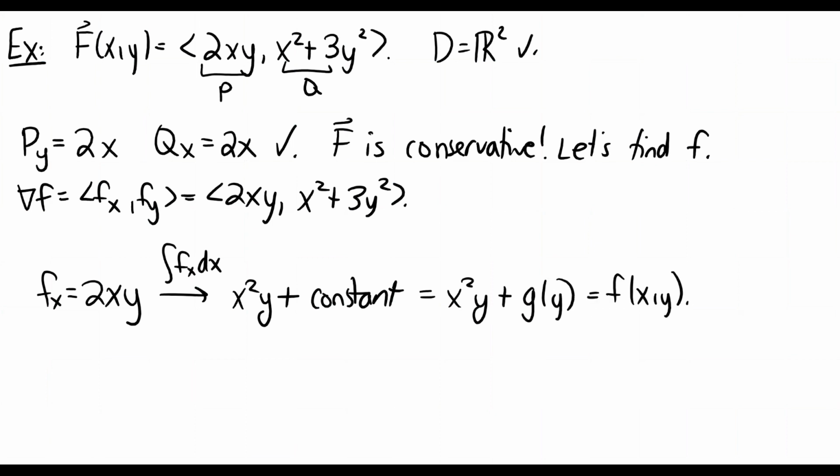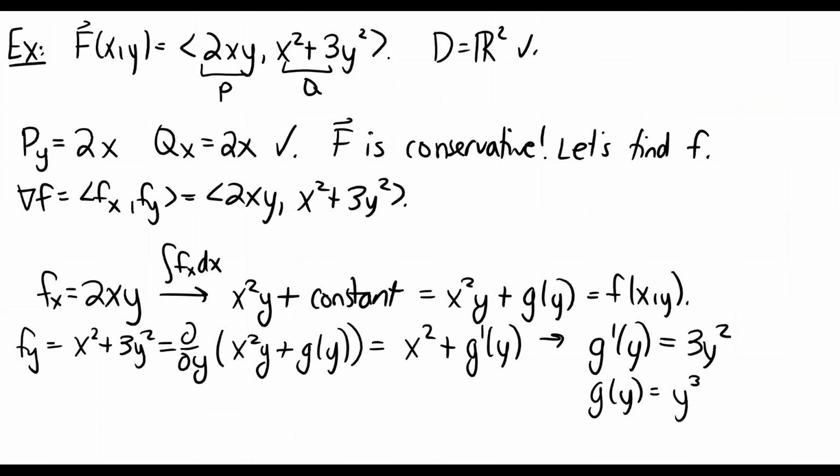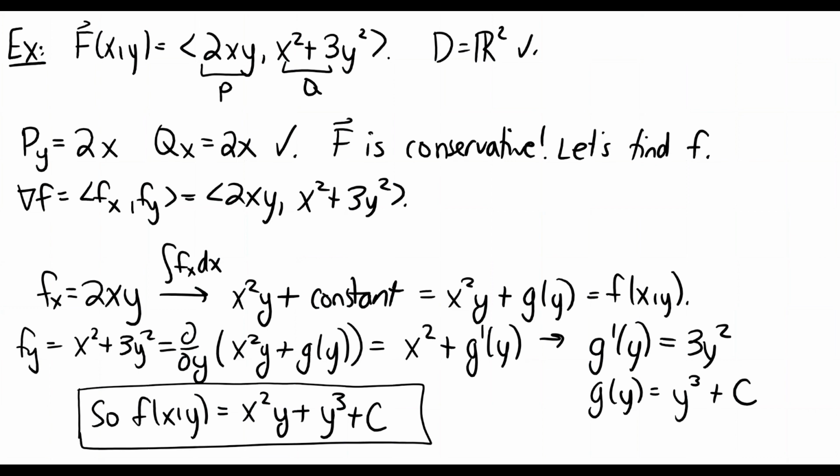So now we have to solve for g of y. We can use Q to find this. Q equals the partial derivative of f with respect to y, which equals x squared plus 3y squared, which would also equal the partial derivative of x squared times y plus g of y with respect to y. This becomes x squared plus g prime of y. Solving for g prime of y, we get that it equals 3y squared. Now we integrate 3y squared with respect to y, getting g of y must equal y cubed plus c. This is an actual constant c, since we already solved for both variables. So putting this together, our potential function is f equals x squared times y plus y cubed plus c. We can also check. The gradient of f is 2xy, x squared plus 3y squared, which is exactly big F.